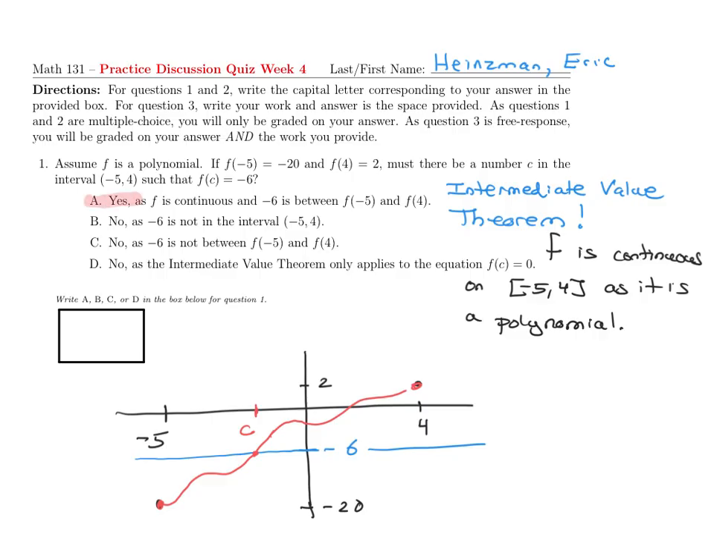So the answer to this question is yes. And the reason for this is f is continuous. That means the intermediate value theorem does apply. Because -6, the y value, is between -20 and 2, this solution must exist. The correct answer is A, and I'll put capital A in the box.